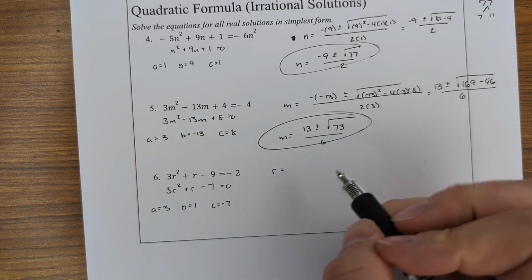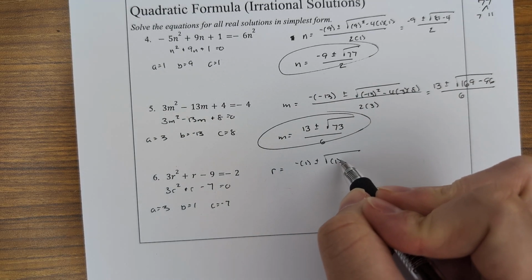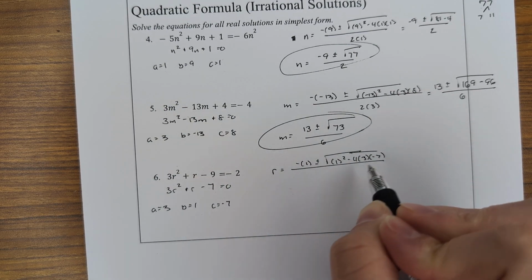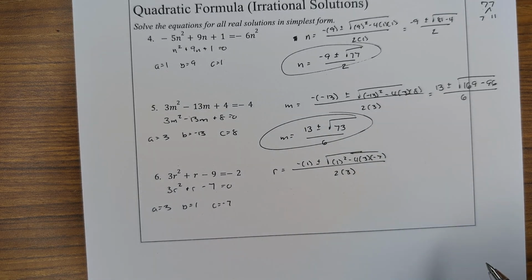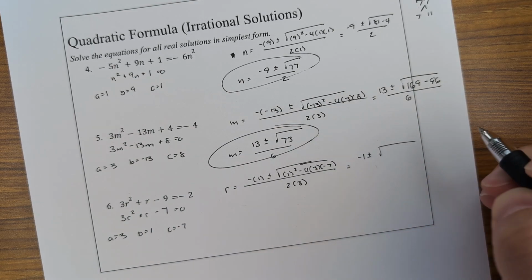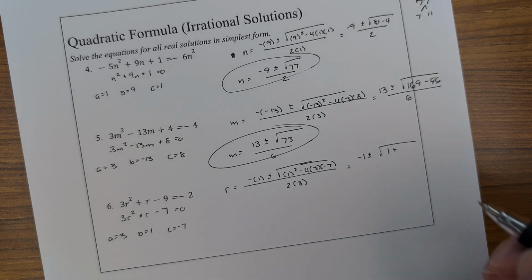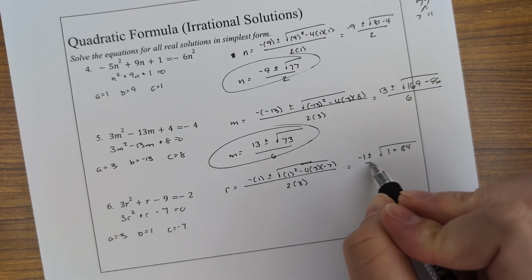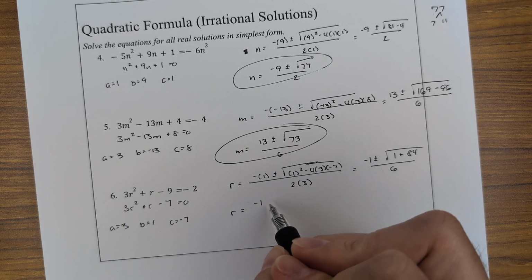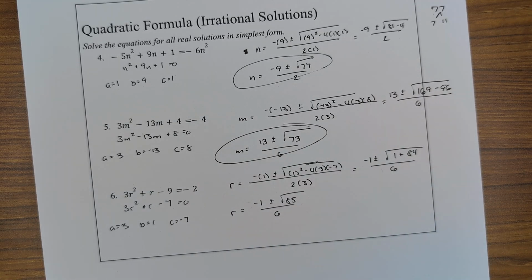So r equals negative b plus or minus the square root of b squared minus 4 times a times c, all over 2 times a. All right, so that's negative 1 plus or minus the square root of 1 plus 4 times 3 times 7, which is 84, all over 6. So negative 1 plus or minus the square root of 85 over 6.